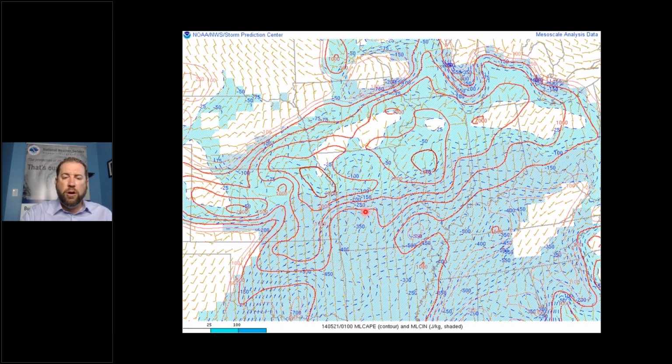Don't worry about the blues and the dashed lines, but the red lines are what you can focus on. So in this example, 2,500 joules of CAPE across central Illinois. This contours 2,000. So just looking at instability, you have to look at everything else. You need a trigger, you need moisture. But just based on instability, is there fuel for storms in Illinois? Yes. So that's one of those checklist items we can check off.